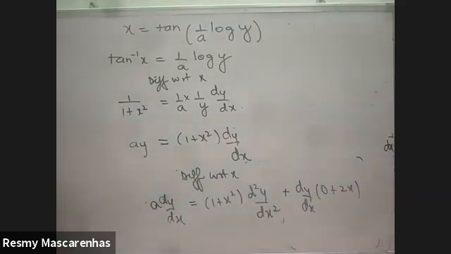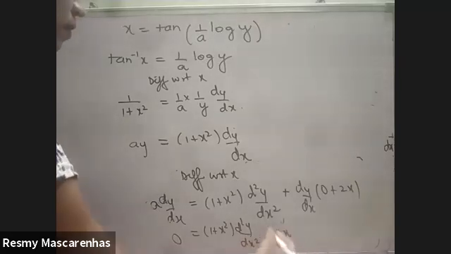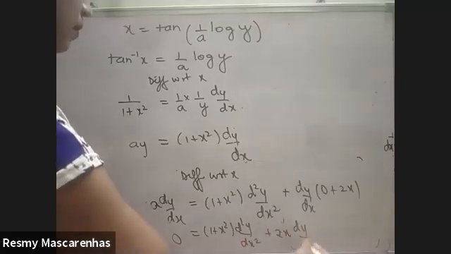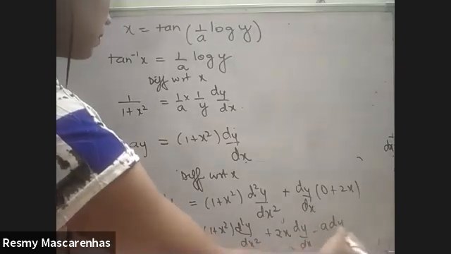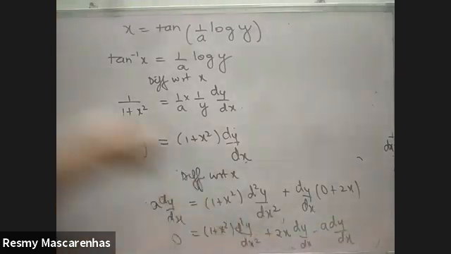Now bring dy by dx term on the other side. And then take out dy by dx common. And then you will get the answer if you take dy by dx common.